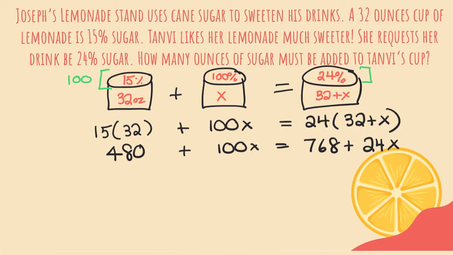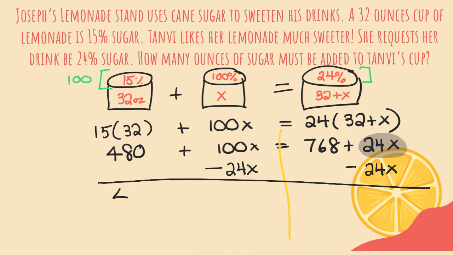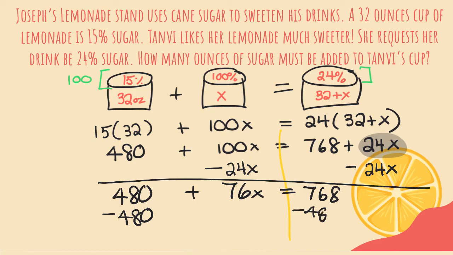Okay, I've got variables on both sides again. I am going to start by moving the lowest variable here, which would have to be this 24x. So I'm going to start by moving that. I will subtract 24x from both sides. I end up with 480 plus 76x equals 768. Let's subtract 480 from both sides. And we get 76x equals, what did I subtract 480? 288.